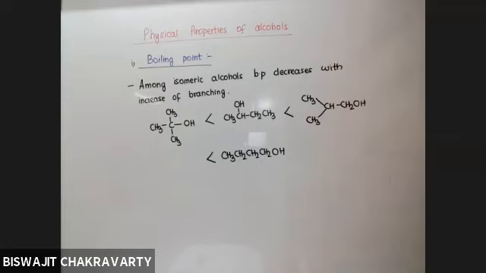So if it is asked why alcohols have higher boiling point than haloalkanes, the reason for it is because alcohols can show intermolecular H bonds among themselves. Haloalkanes cannot. And among alcohols, the points that we discussed in case of haloalkanes also apply: with increase in molecular mass, boiling point will increase. Among isomeric alcohols, more the branching, lesser will be the van der Waals forces and lesser will be the boiling point. Okay.